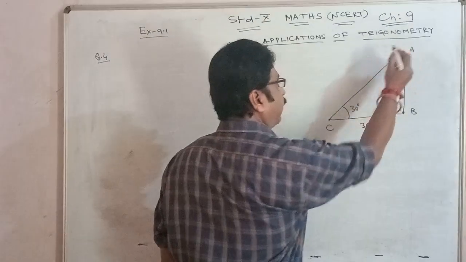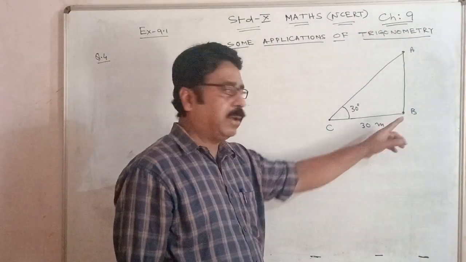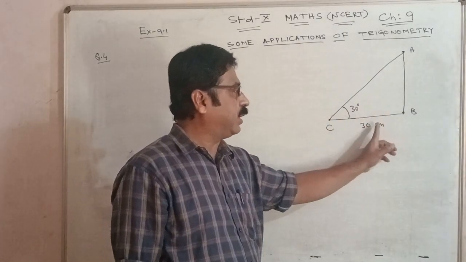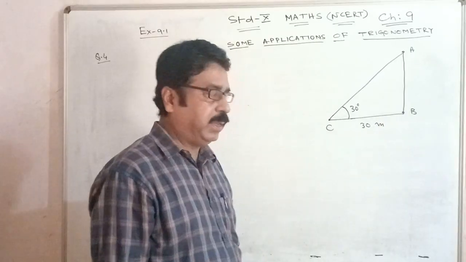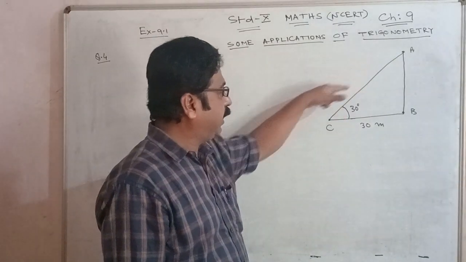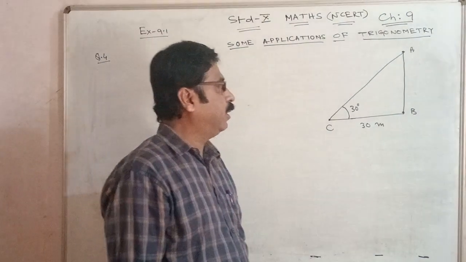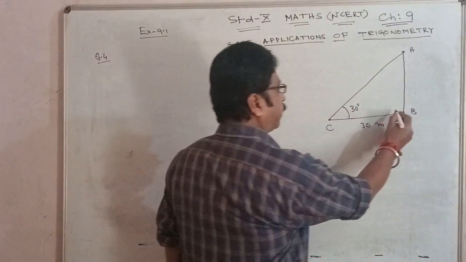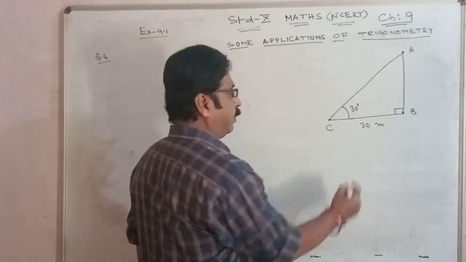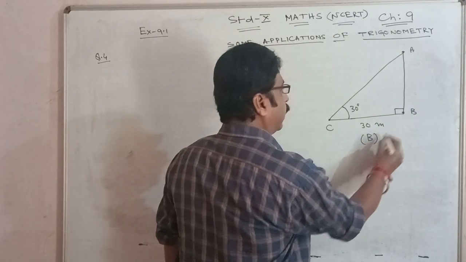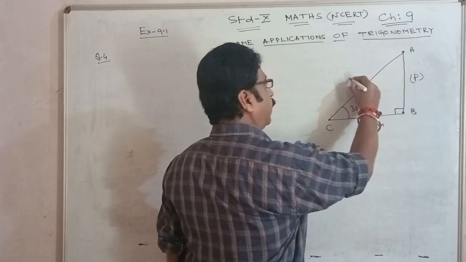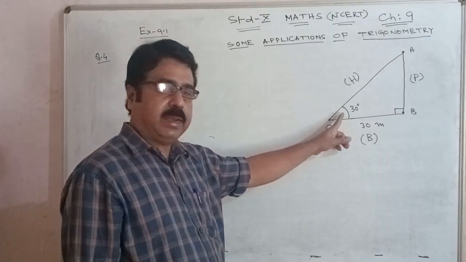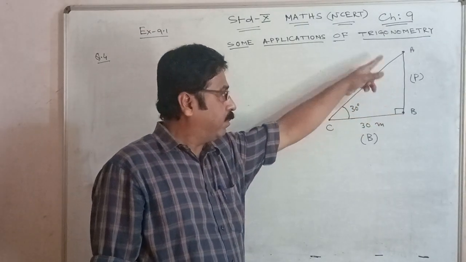So what we got? A is the top of the tower, B is the foot of the tower, C is a point located on the ground, and C point is 30 meter away from the point B, and the angle created by AC and BC is 30 degree. What we have to find? The height of the tower. AB is the height of the tower. It will be base, perpendicular and hypotenuse. Base is given and angle is given. We have to find perpendicular.